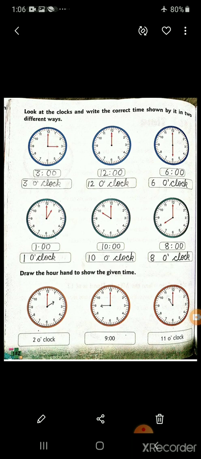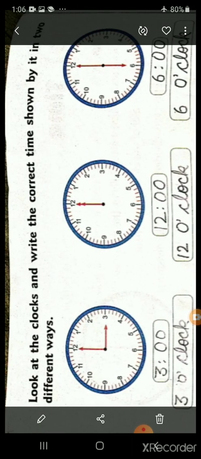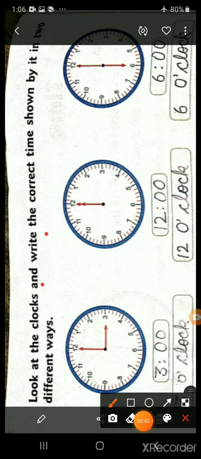to do the book exercise. Here we will see page number 182. The first question is look at the clocks and write the correct time shown in two different ways.